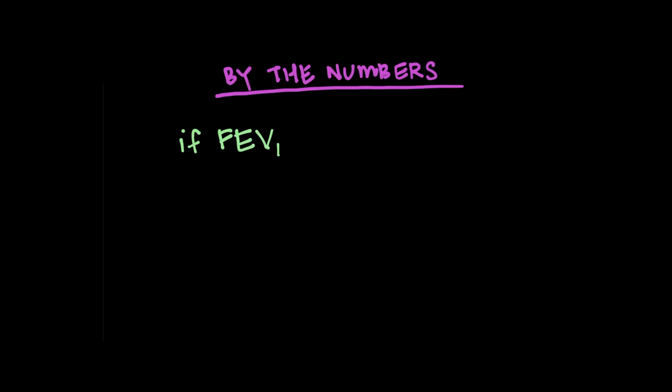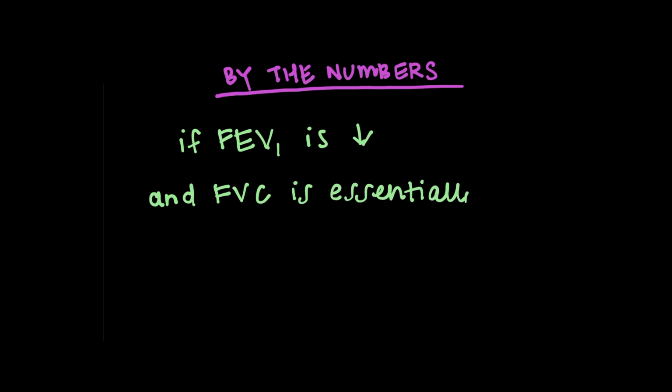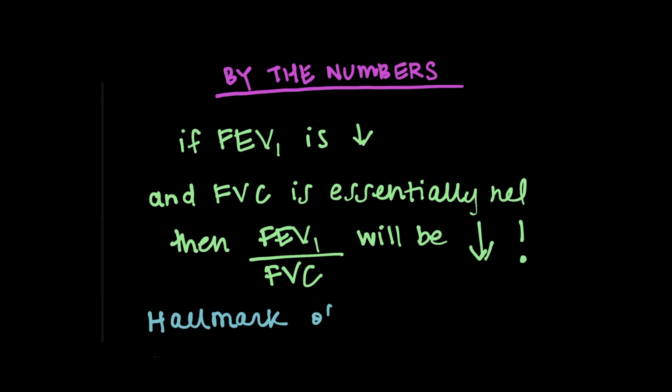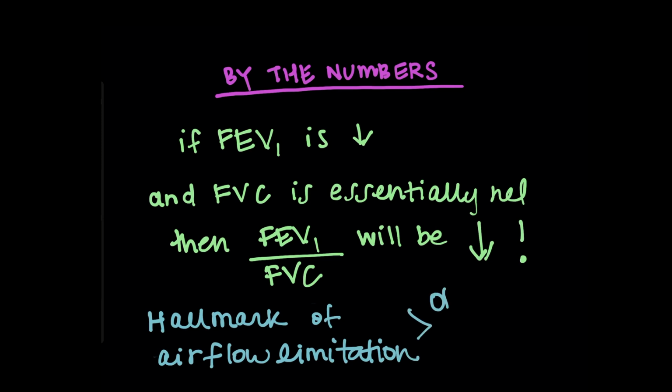So if your FEV1 is low, and we said your FVC would probably be normal, this is in a case of asthma or COPD, then your FEV1 to FVC ratio will be low, right? So this ratio essentially is the hallmark of airflow limitation, which is suggestive of obstructive lung diseases like asthma and COPD. And so these are the main numbers that I want you to remember from this lecture.